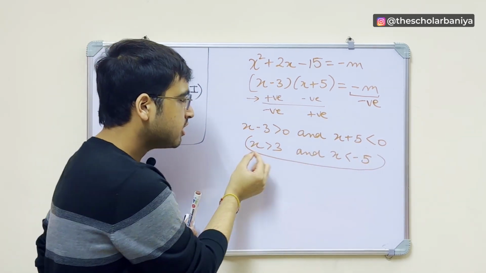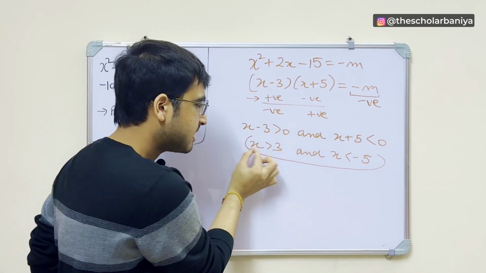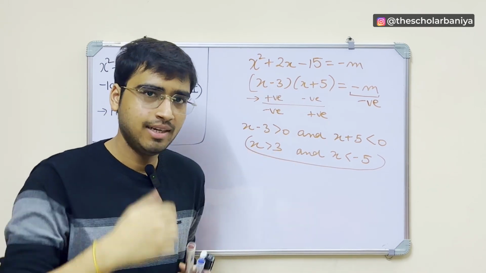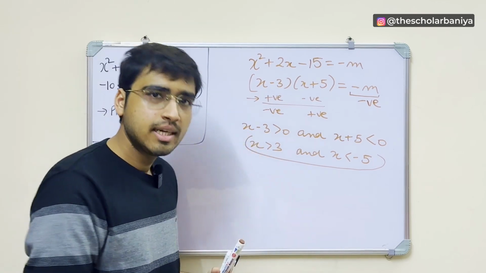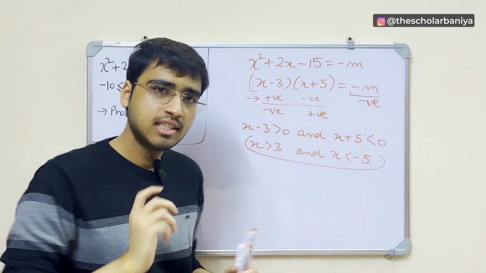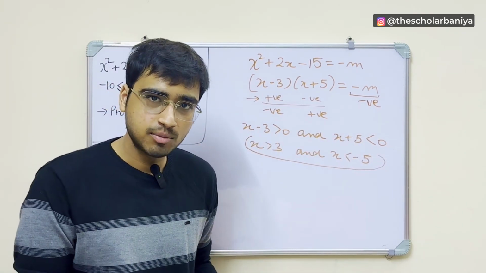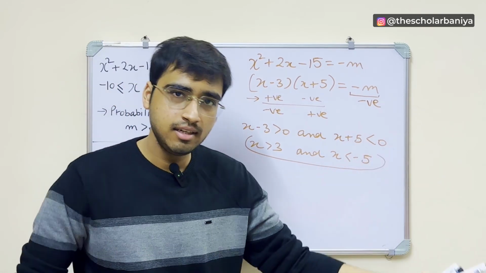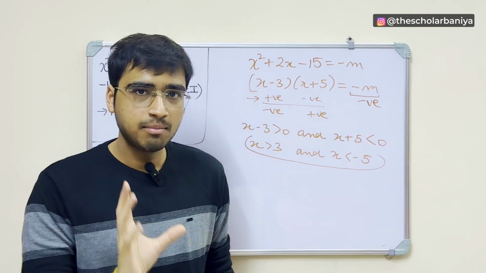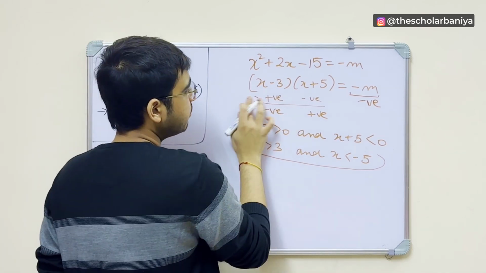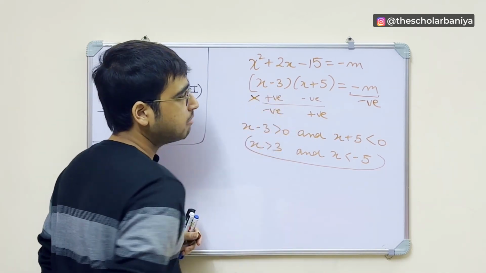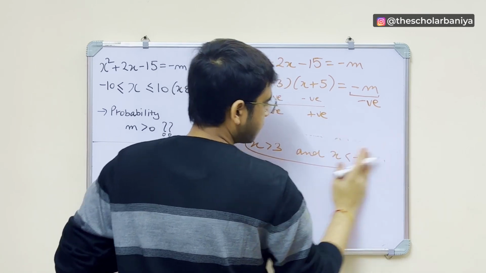Why? Because you are saying that there is a number x which is greater than 3. It can be 3, 4, 5, 3.5, 9, whatever. At the same time, x is also less than minus 5. So how is it possible that some number is greater than 3 and at the same time less than minus 5? This is practically not possible. So the first case completely becomes wrong.